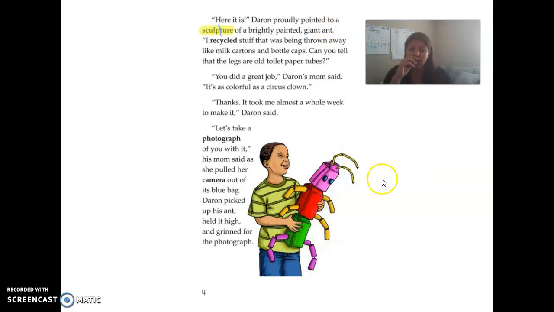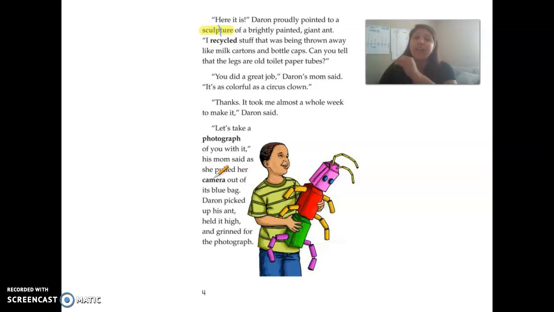Let's look for one more. Oh, here's the one following the rule from yesterday. Grinned. They doubled that consonant because it ends in a vowel and a consonant, so they doubled the N and added ED. Okay, so now I want to take a look at our story, pages 7 through 10, and really dig deeper into identifying the character, the plot, the problem, the climax, and the solution.